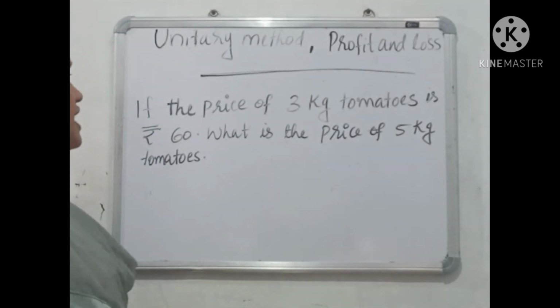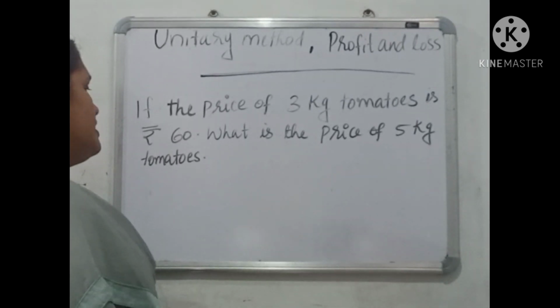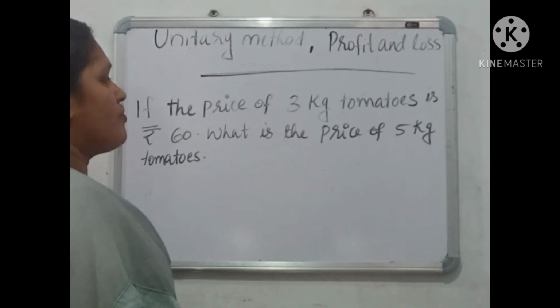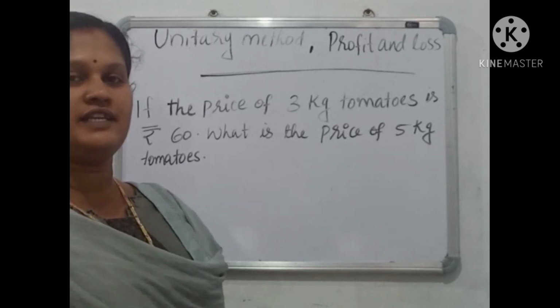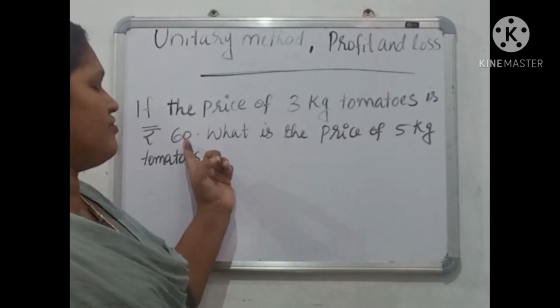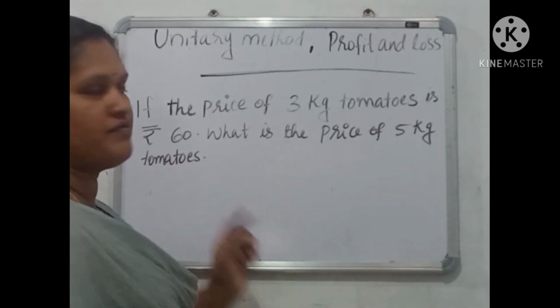First question: if the price of 3 kilogram tomatoes is rupees 60, what is the price of 5 kilogram tomatoes? How do we find it? The cost of 3 kilogram tomatoes is given. We have to find the cost of 5 kilogram of tomatoes.